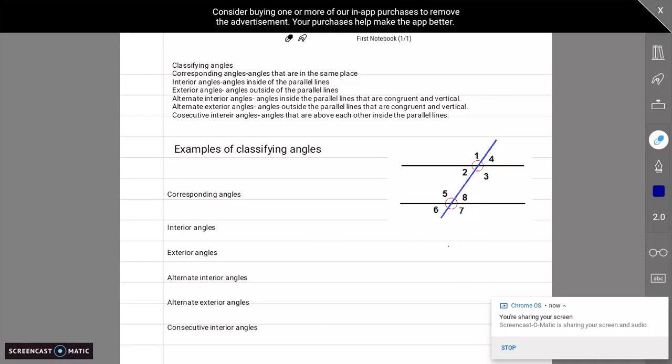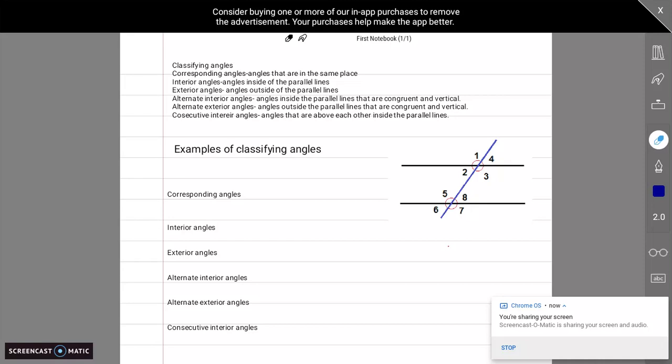Hey guys, welcome back. Today we're going to be talking about classifying angles and their relationships. In this video I go into more detail on different kinds of angle relationships. I will have a second video posted where I go over some of the simpler relationships that angles share. I do have the definitions at the very top of the page.